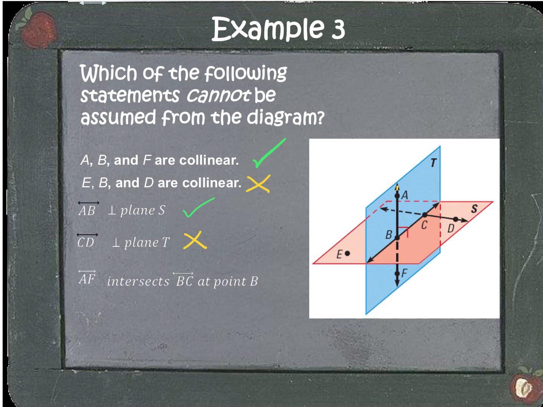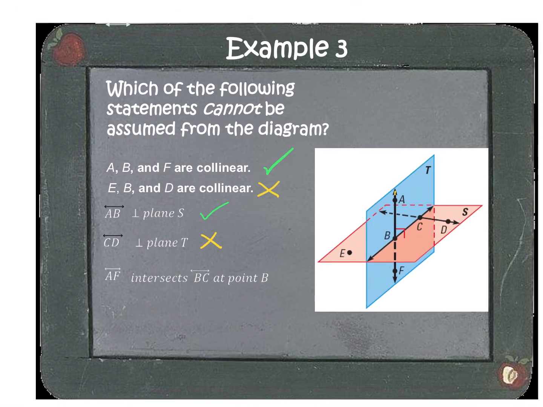And then the last one, AF intersects BC at point B. And yes, we can assume that because here's the point of intersection. So that one's good. So the main thing to look for perpendicular is always look for a right angle marking.